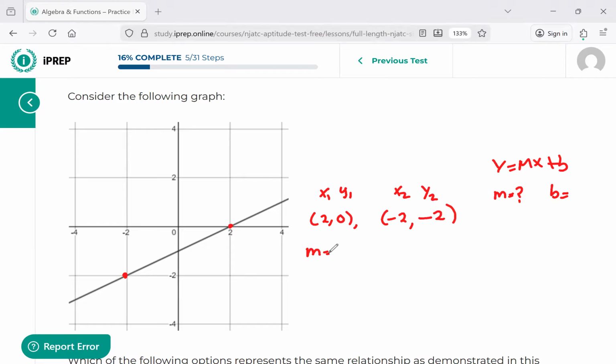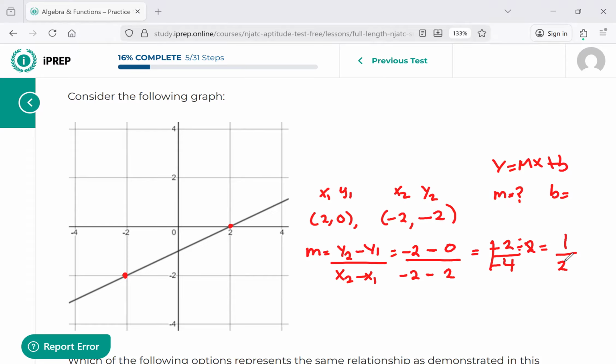Then I'm using the formula M equals y2 minus y1 over x2 minus x1. So my y2 is 2 minus my y1, 0. And my x2 is negative 2 minus my x1, which is 2. So negative 2 minus 2 is negative 4. So 2 over negative 4, that's negative 1 half. And then find the b.